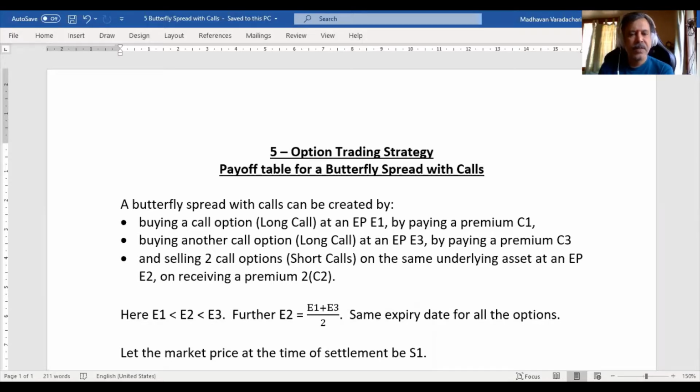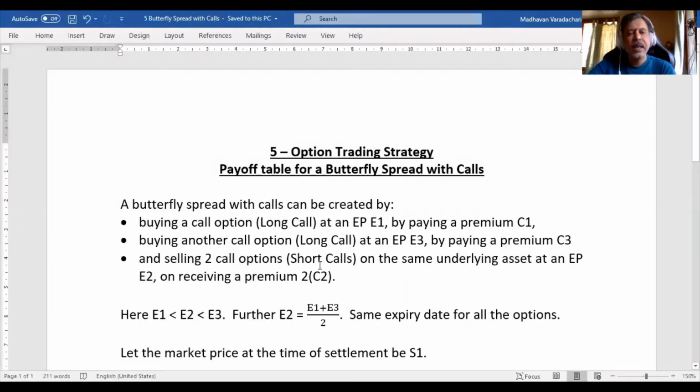In this we need to first buy a call option at the least exercise price. Let us say it is E1. Since we are buying a call option, we will be paying a premium of C1. Then we'll buy another call option at the highest exercise price, which we call E3. Since again we are buying, we are going to pay a premium C3.